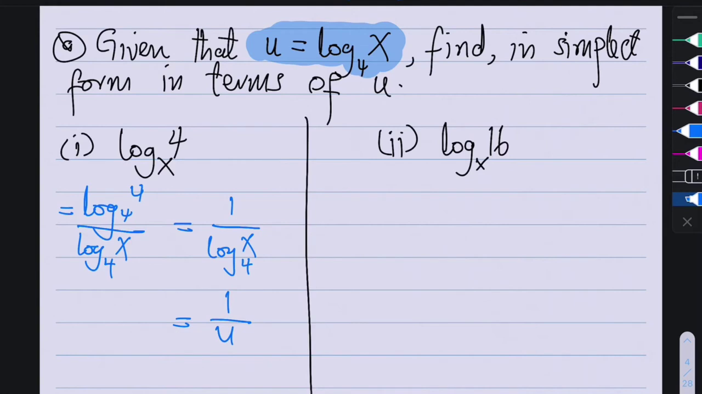All right, how about this particular one? Well, this case is also having the base to be x instead of base 4. So let's just change the base. Let's make it base 4 and see if we can do something in relation to u. So log 16 base x will now become log 16 base 4 over log x base 4. I'm changing everything to base 4 because the definition of u has base 4.